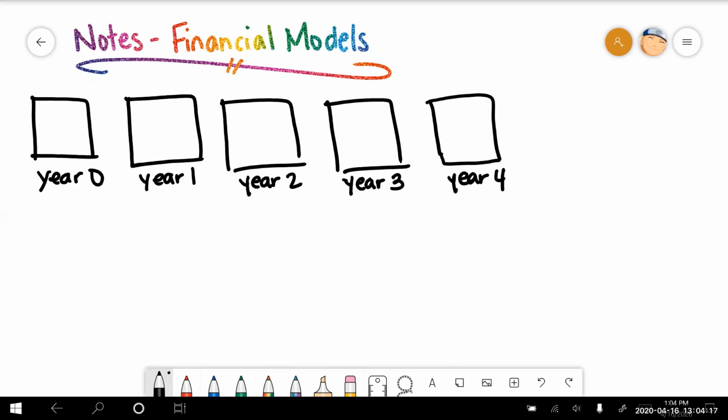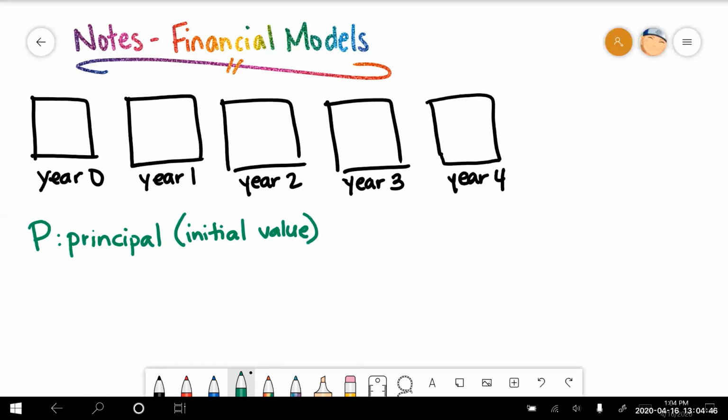Okay, so let's start off with some variables, because in financial models, there sure are a lot of letters that we need to keep track of. And just to make sure that we're all on the same page, we're going to label those now. So we've got P, which represents principal, which is really just the initial deposit, however much money you start out with. We've seen this word before.